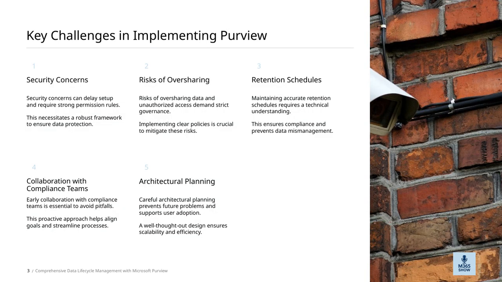Let's take a closer look at some of the key challenges we face when implementing Microsoft Purview for comprehensive data lifecycle management. First, architectural planning is absolutely critical. Careful design up front helps us avoid future problems and makes user adoption much smoother. A well-thought-out architecture ensures that our system can scale as our needs grow and that it operates efficiently from the start.